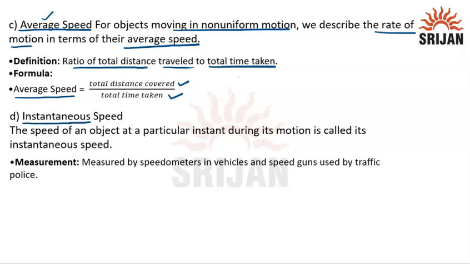Next is instantaneous speed. Instantaneous means we are talking about a particular instant. Like in a journey of 2 hours, I am asking you about the speed at 1.5 hours particularly. So the speed of an object at a particular instant during its motion is known as instantaneous speed, and it is measured by the speedometers that are pre-installed in vehicles and speed guns that are used by traffic police.